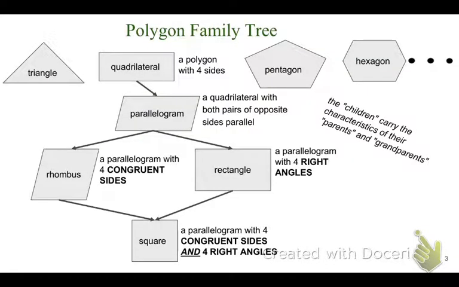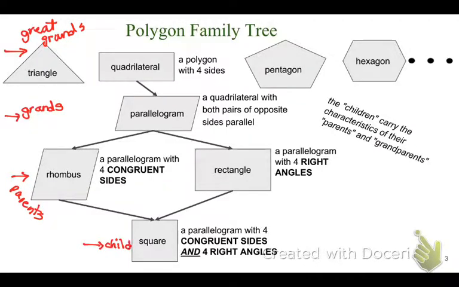Okay, so here is a polygon family tree. And the thing to remember, if you look at this top row here, you can look at that row maybe as the great-grandparents, and this row here as the grandparents, and this row here as the parents, and this row here as the child. So the thing to remember is that the children all carry the characteristics of their parents and grandparents.